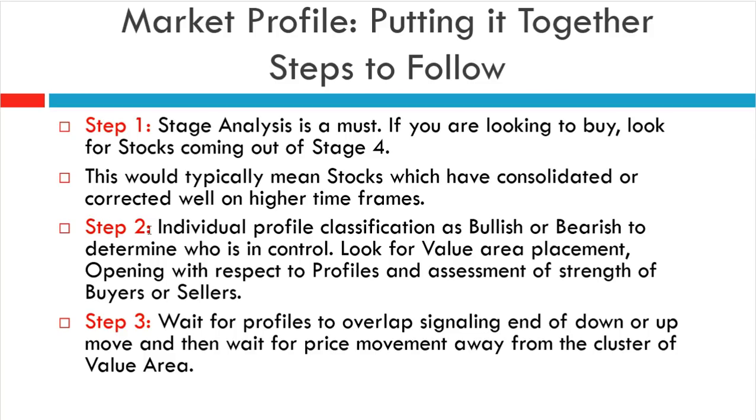Step 2 is nothing but all the 5 steps that we have discussed earlier. It just looks at individual profiles. You have to classify individual profiles as bullish, bearish, or neutral. I'll come to that segment in a bit. And then we look at how the value area is moving, what the current profile's opening is with respect to the previous profiles. At the previous profile's value area, we need to determine who is in control, whether they are buyers or sellers.